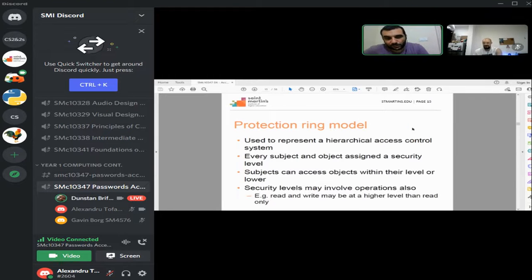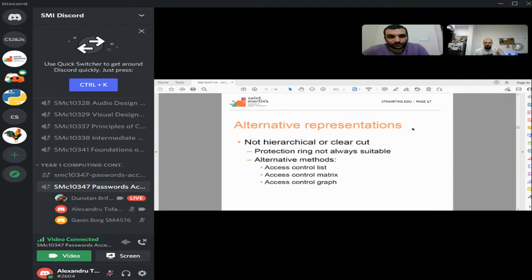So protection ring we've already mentioned, so we'll talk a bit more about it. Now, when we've got something which is not hierarchical or clear cut, we cannot really use the protection ring system. So we need to opt for some good alternative. And those that we've listed over there are basic concepts which are used in different models. We've got what is called the access control list, the access control matrix, and the access control graph.